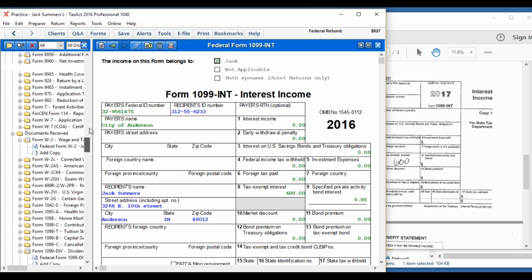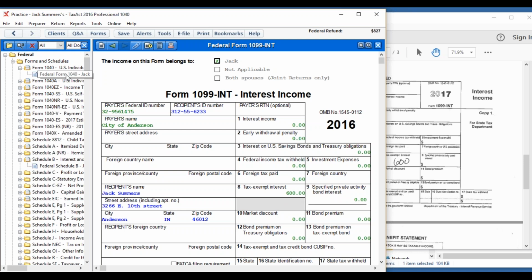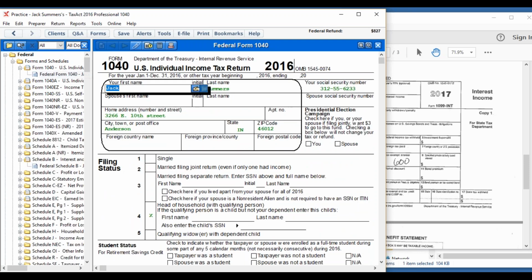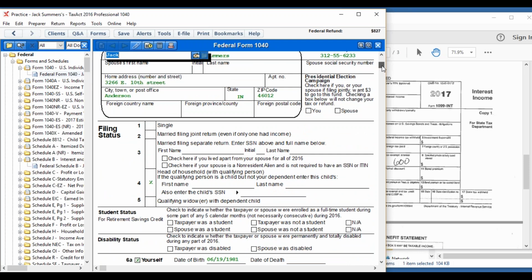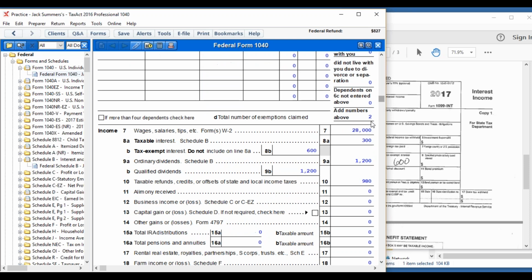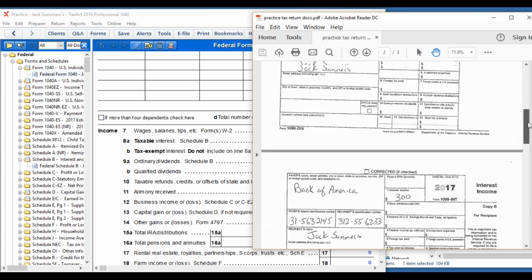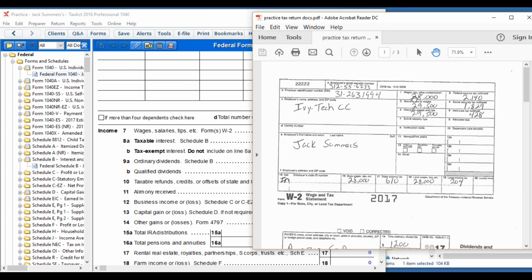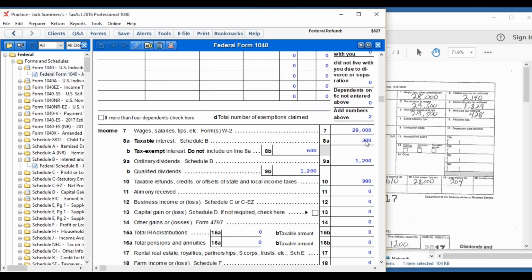Once I've done the interest and the dividends, I want to go back up to the 1040 and make sure it all went in correctly. So I want to make sure, did I really have 28,000 in taxable income, box 1 of my W2? So I'll go back up. Yep, there it is, box 1, 28,000. 300 was my taxable interest. Yep, I remember that from the Bank of America. 600 tax exempt from the city of Anderson. And then 1,200 for my qualifying dividends.